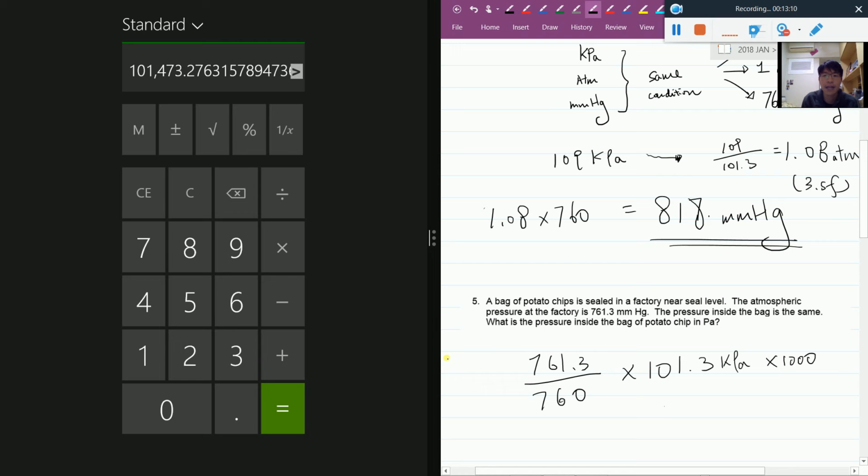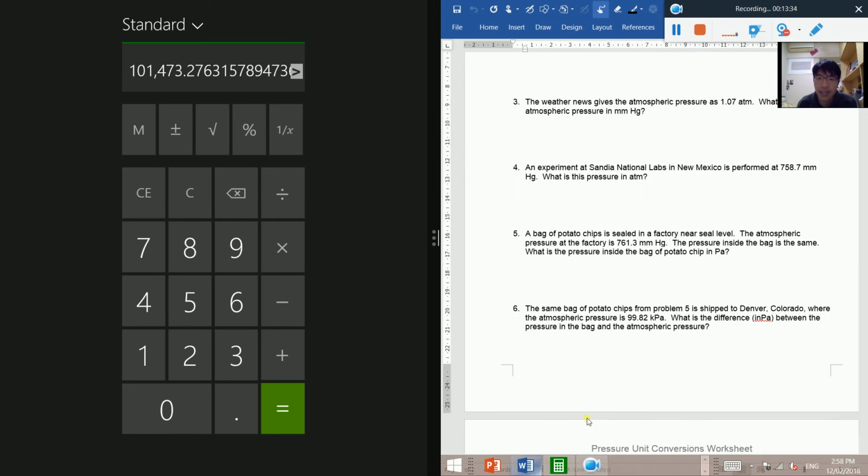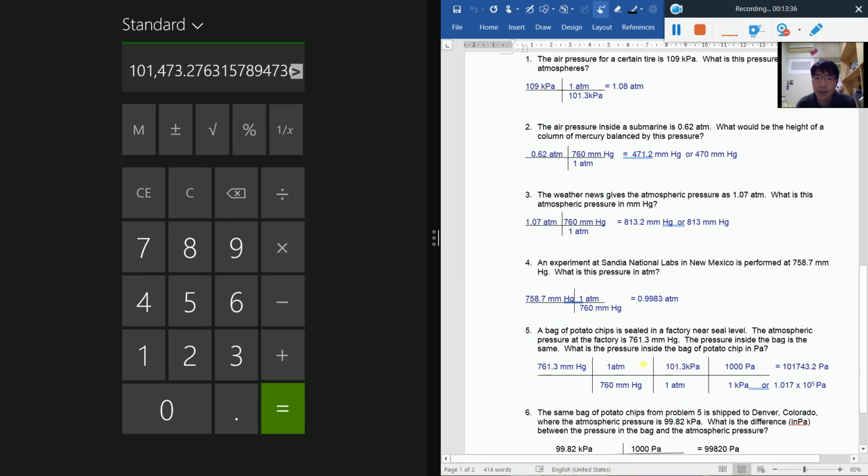And I have the answer: 101,473 Pa. Right? Let's see whether I'm right. I'll check the answer. This is not mine; I didn't write this one at all. I just copied this online.